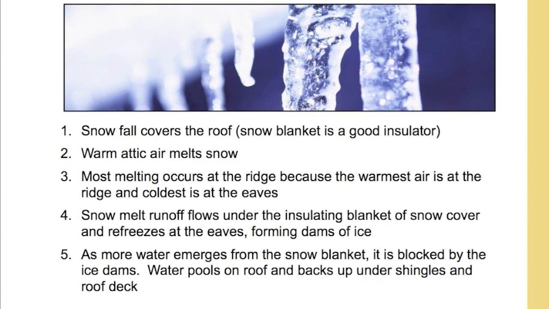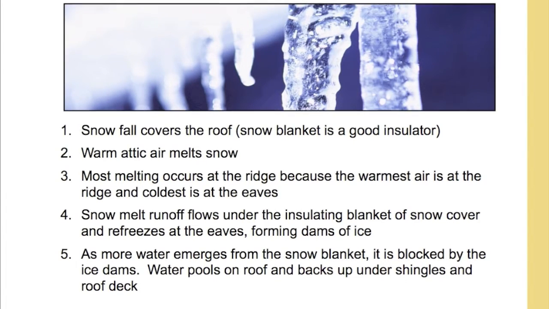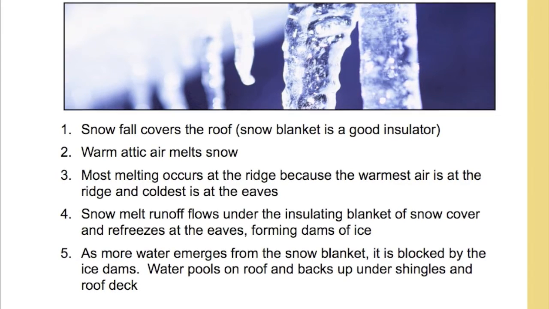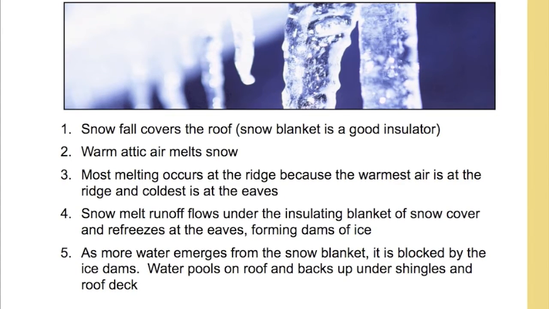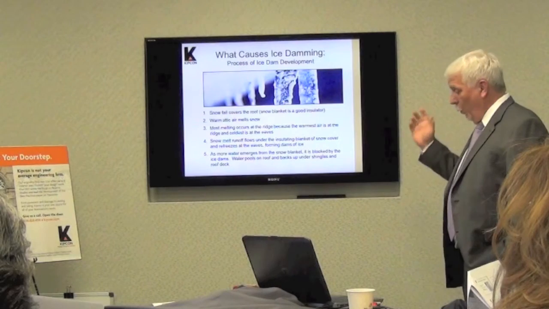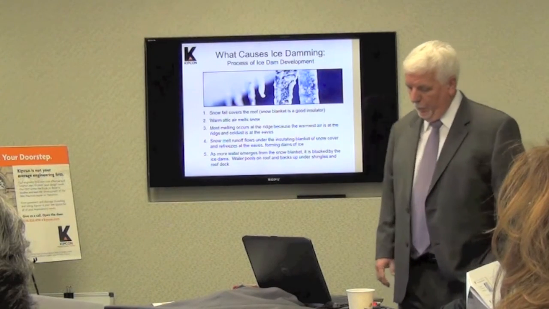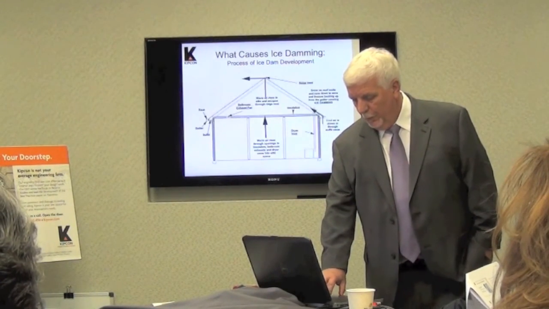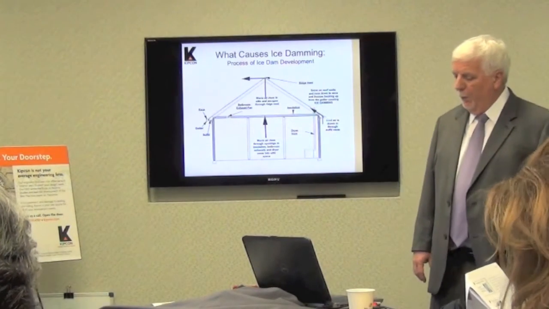So, as I said earlier, the warm air melts the snow up at the ridge. The water flows under the snow blanket, refreezes at the eaves, and builds up ice, and the water backs up under the shingles and the roof deck. Here's another diagram about the process.